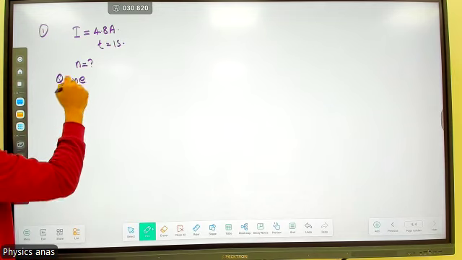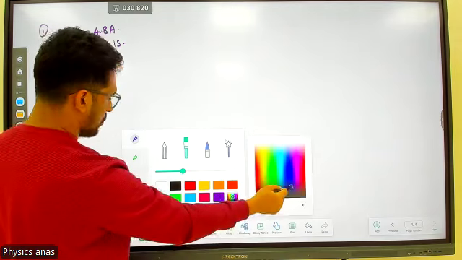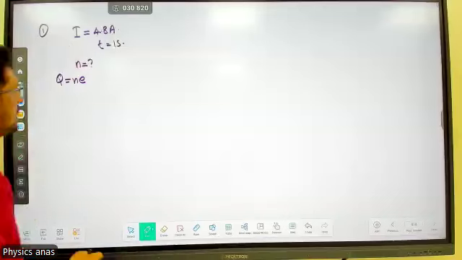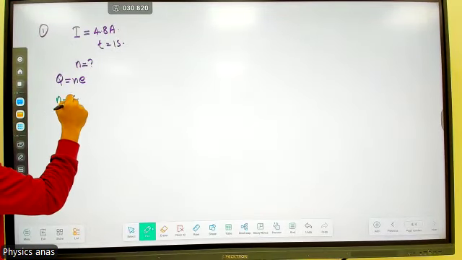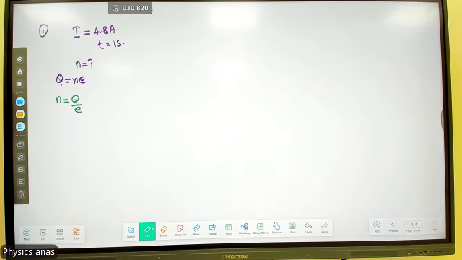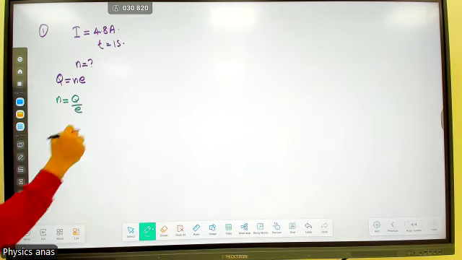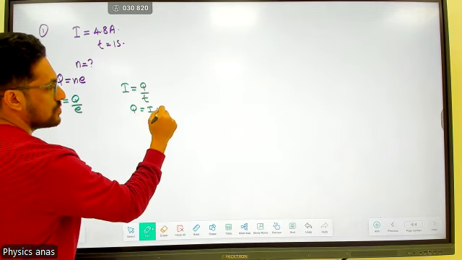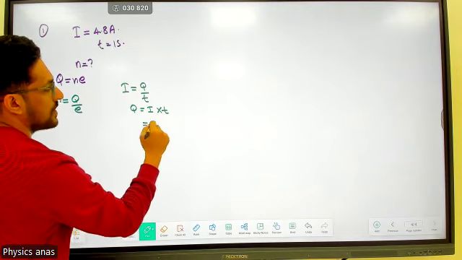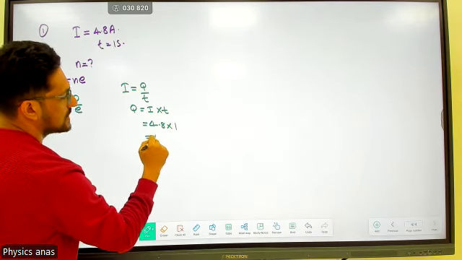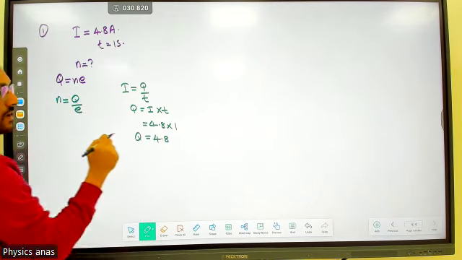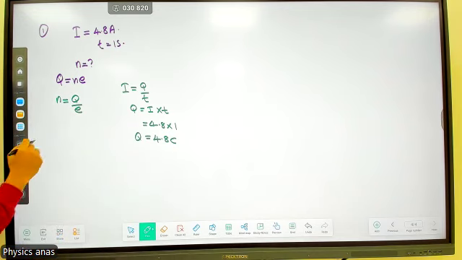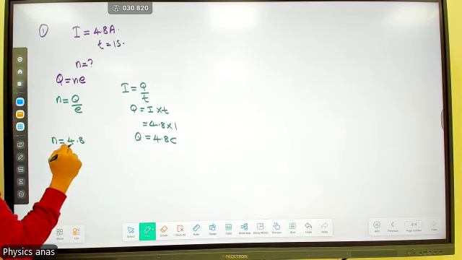Q is equal to NE. If Q is equal to NE, then N is equal to Q by E. We don't have Q. How to find Q? I is equal to Q by T, so Q is equal to I into T. I is 4.8 into 1, so Q is 4.8 coulomb. So N is equal to 4.8 divided by E.